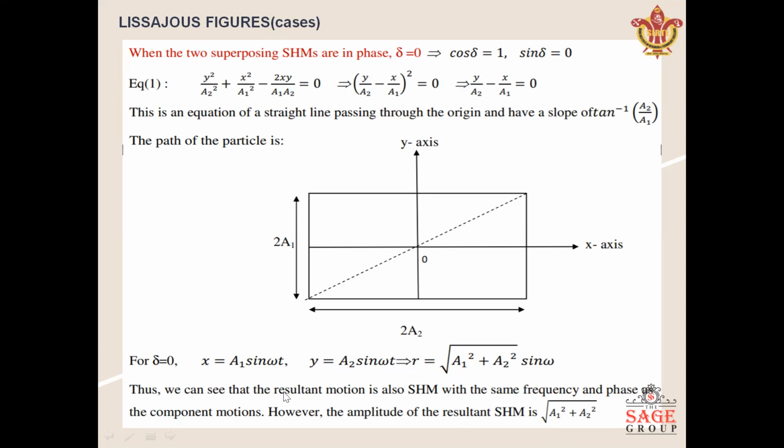Thus we can see that the resultant motion is also a simple harmonic motion. Here the amplitude is the square root of a1 square plus a2 square, with sine omega t, and the delta is 0. The phase difference is 0, and the phase is the same as the component motion. However, the amplitude of the resultant is this one.